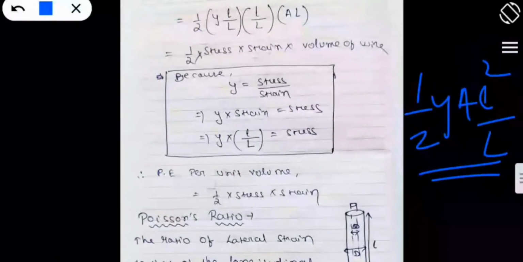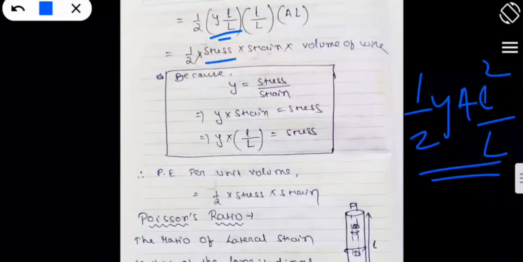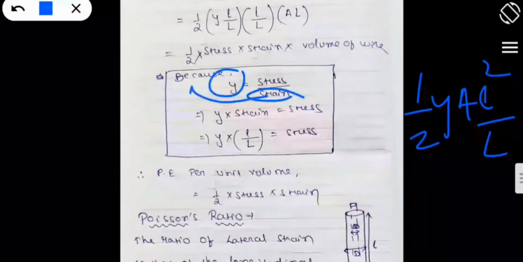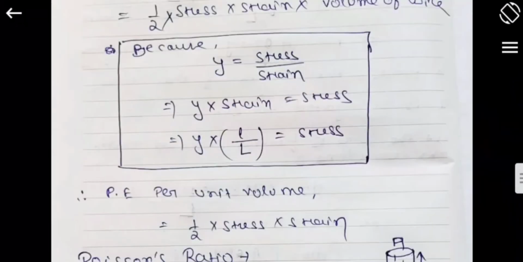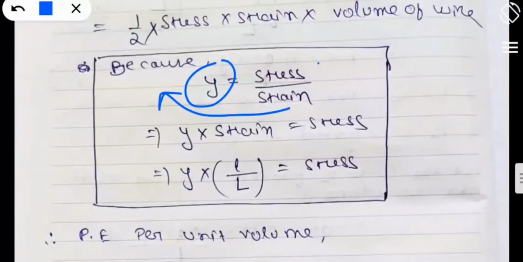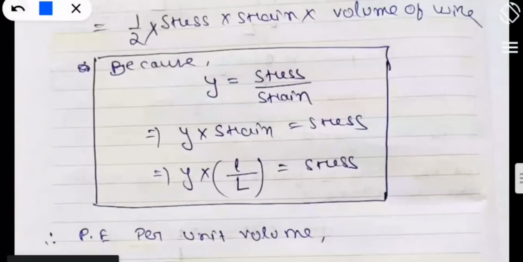Now this Y into l upon L is known as what? Stress. How? Because Young's modulus Y equals stress upon strain. So Y into strain, this strain will go to this side and be multiplied with Y. What is it going to give me? It is going to give me the result of stress. I think you are observing here. Y, Young's modulus, equals stress upon strain. So Y into strain is equal to stress.